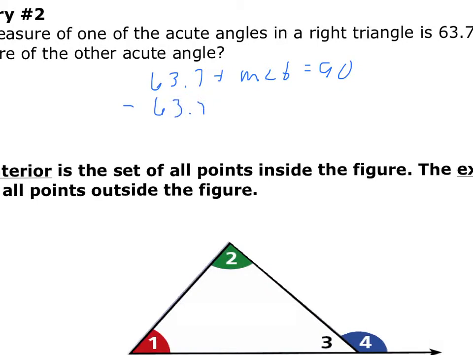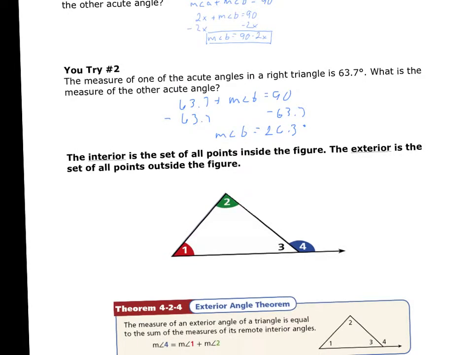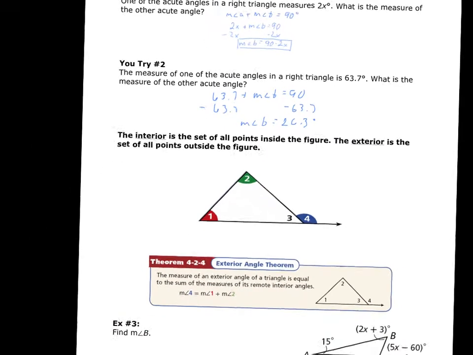Subtract 63.7 on both sides and get that measure angle B is equal to 26.3 degrees. You can do those in your head, or you can go ahead and use your formula. It doesn't really matter. After a while, you'll be able to do them in your head.